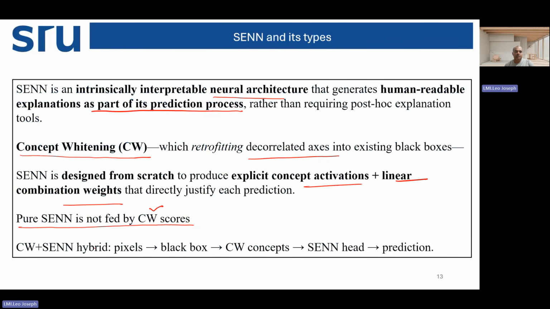Now, for better practice, we need to do concept whitening plus SENN. That is called hybrid. If you do hybrid, more justification is possible. Let us check. I am generating pixels. It is given to a black box, and then concept whitening is applied so that I will get scores. After that, it is given to SENN, the head, which gives the weights. That is called the weights gained by SENN, and then the prediction. This will give you a better understanding.